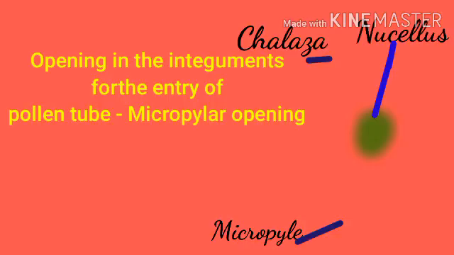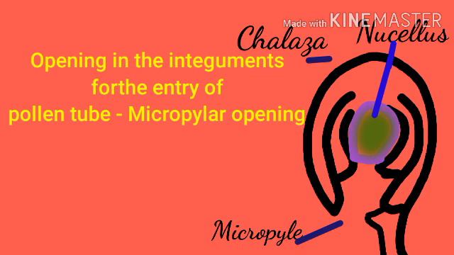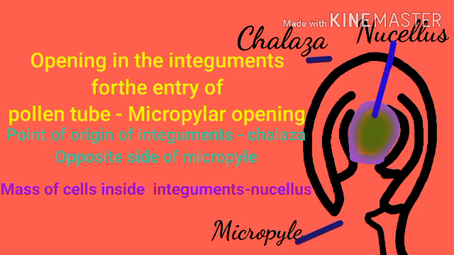There you can see in the ovule an opening, right? The opening where the integuments are open. This opening region is called the micropylar end of an ovule, and that opening is for the entry of the pollen tube into the ovule. The opposite side of the ovule, where it is completely closed and from which the integuments arise, is called the chalaza. Clear? Inside the ovule, that is inside the integuments, there is a mass of cells called the nucellus.